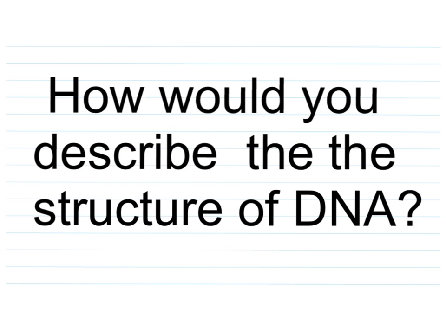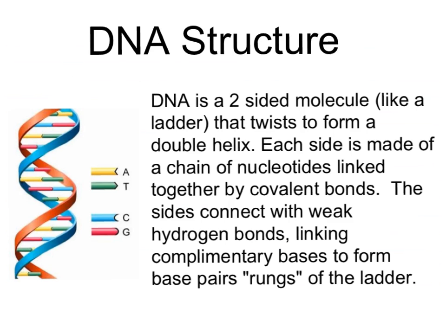So putting all this information together, how would you describe the structure of DNA? DNA is a 2-sided molecule, like a ladder, that twists to form a double helix. Each side is made of a chain of nucleotides linked together by covalent bonds. The sides connect with weak hydrogen bonds, linking complementary bases to form the base pairs or the rungs of the ladder.